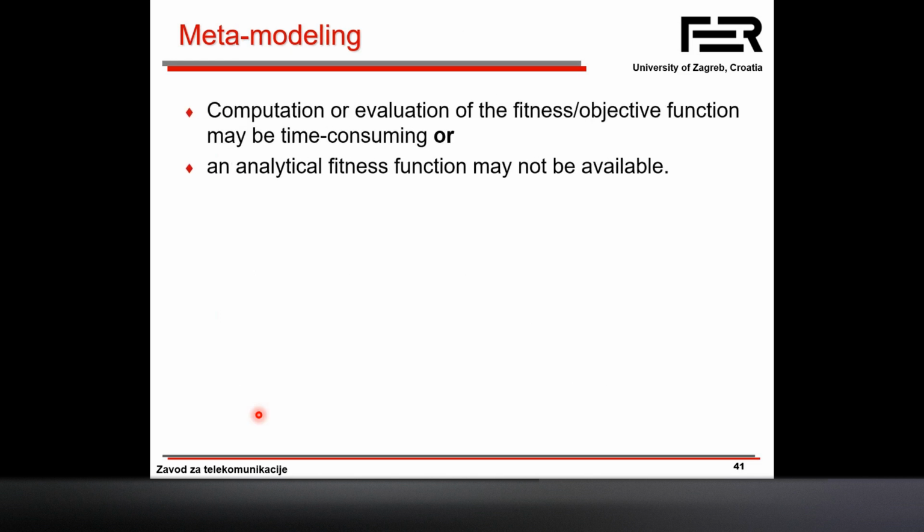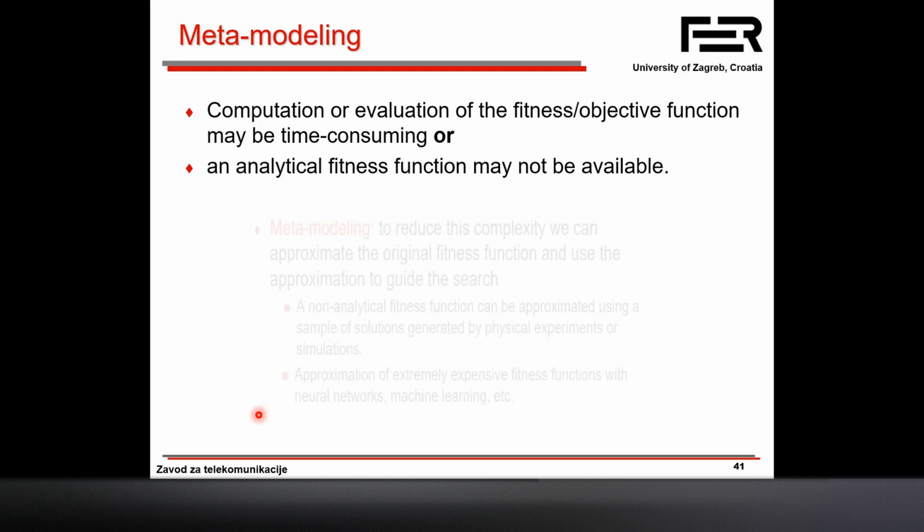And finally, just to mention the concept of meta modeling, and this is just briefly. Sometimes this actual fitness or objective function is very time consuming, or we don't even have an analytical function that is available. Let's say we have some kind of complex simulation. We're trying to find optimal parameters. Let's say we're designing a network and we want to find optimal parameters in tuning capacities of the network and so on. We find a solution, but we don't know how good this solution is going to be.